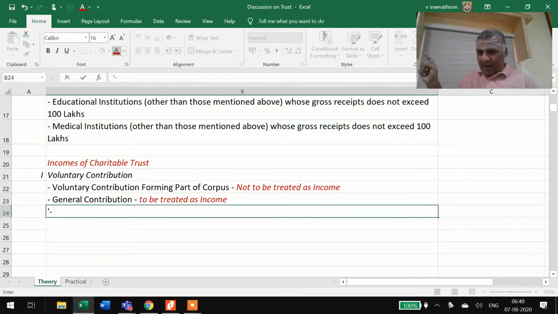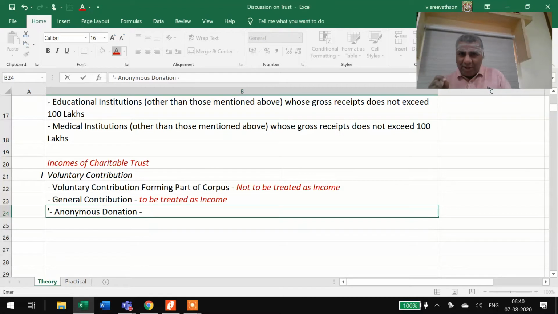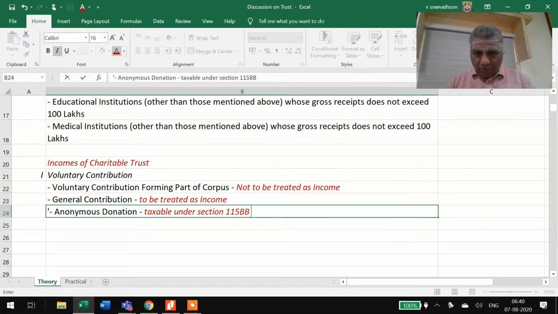The third category, the extreme right category, is anonymous donation. That is, the donor is not revealing the name. I will tell about the story later. Under that, it is taxable under section 115BBC.